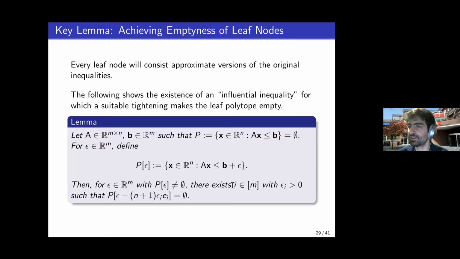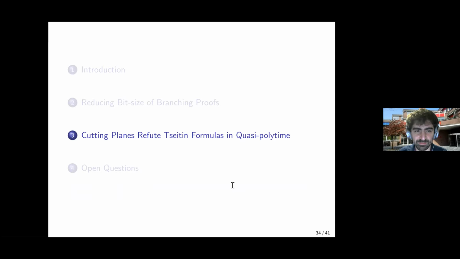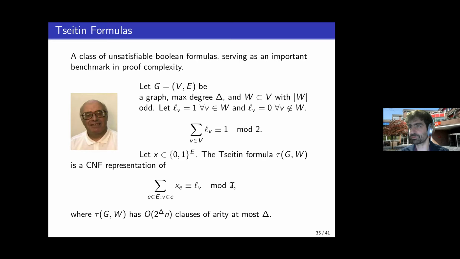So I'm going to skip the rest of this stuff and talk now about the second result, which was about Tseitin formulas and refuting a conjecture that they should be very hard for cutting planes.